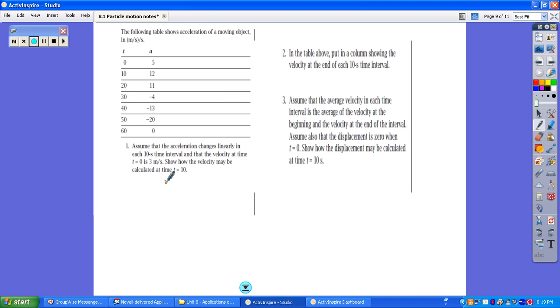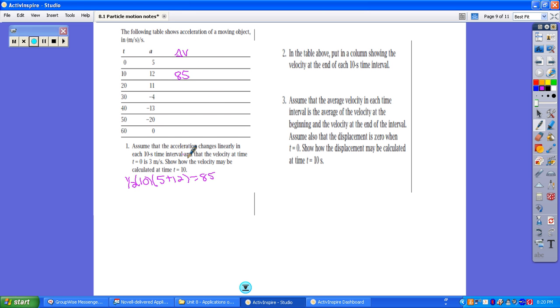So for each time interval, we're going to use a trapezoid to calculate the area. So for the first one, we're going to do 1/2 times the base, which is the distance between the times, 10, and then I'm going to add my two heights, which is 5 and 12. And if I multiply that out, I get 85. Okay, so that's my delta V. My change in velocity is 85.